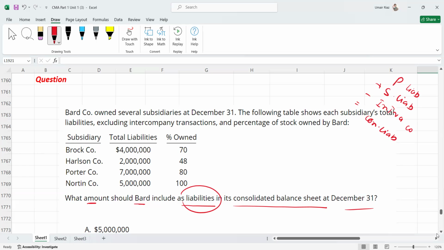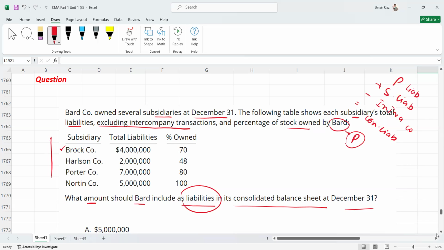They are saying that B company owned several subsidiaries at December 31st. The following table shows each subsidiary's total liabilities excluding intra-company transactions. They are saying in these liability amounts, intra-company transactions are not there. It means you don't need to exclude anything now, it is already excluded. So they're saying the percentage of stock owned by B, because B is the parent company and it has multiple subsidiaries, right? So they are telling you the amount of liabilities and percentage of stock owned by B in the question.